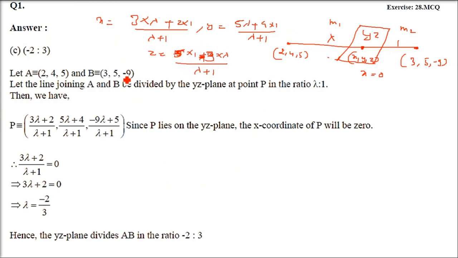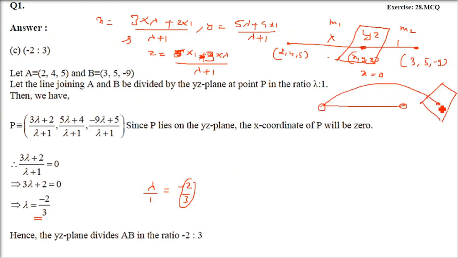Just see when x is 0. So we have here 3 lambda plus 2 by lambda plus 1 equals 0. So lambda will be equal to minus 2 by 3. So this lambda is to 1 is minus 2 by 3. That is, we are talking about external division. That is, this point is dividing the 2 points which are given in the question. The plane is somewhere outside. It is dividing it externally. These 2 distances we are talking about.